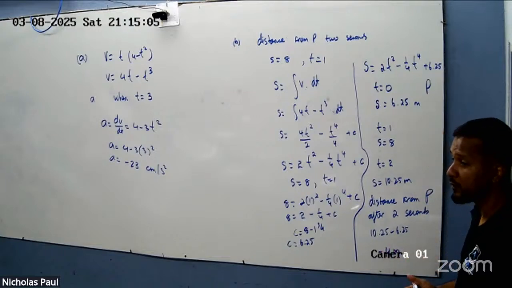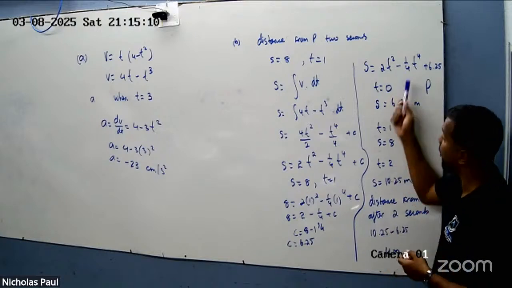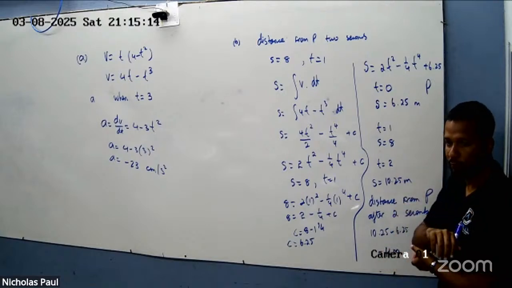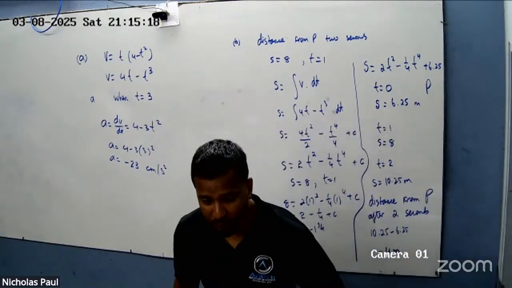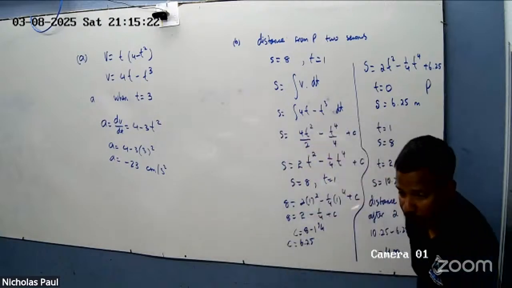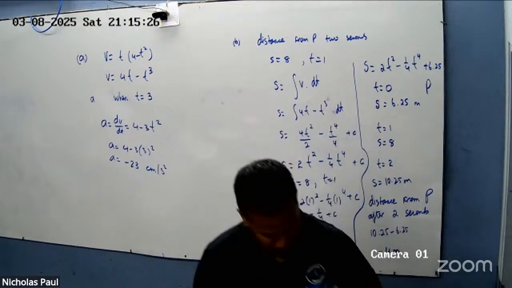When to do it? All the time. t is 0, t is 1, t is 2, once it's small values. It won't take long. No, you have to do this.